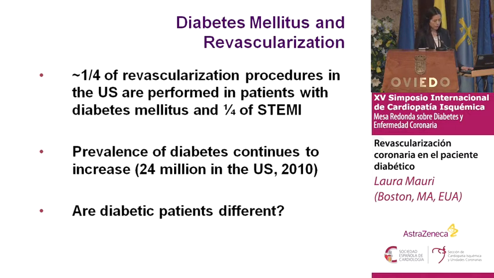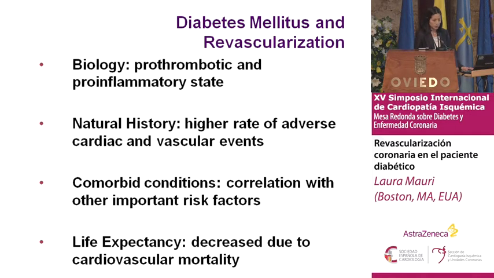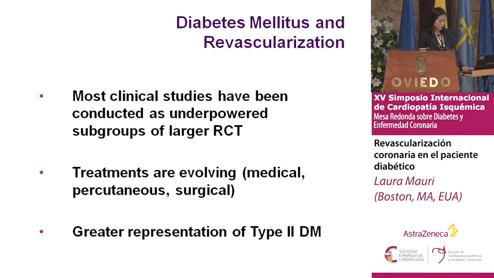I think it's quite well established that diabetic patients are different. This is a simple summary, but we know that there is a prothrombotic and pro-inflammatory state, as you heard from Dr. Grant, and that the natural history that you've also heard portends a higher rate of adverse cardiac and vascular events spontaneously. When we do try to treat patients with revascularization, there's also a higher risk of complications and comorbid conditions. The life expectancy is decreased due to cardiovascular mortality chiefly.